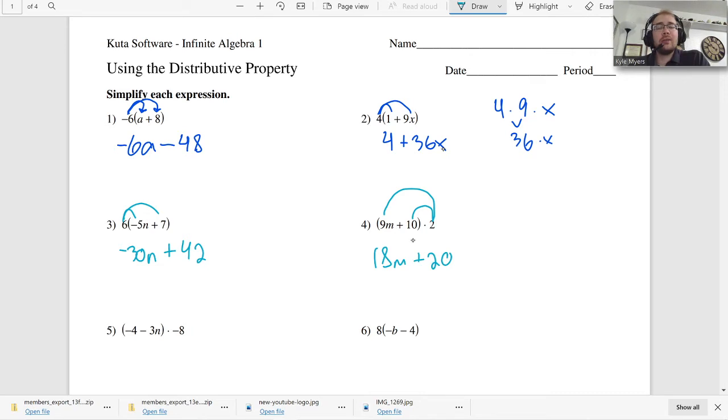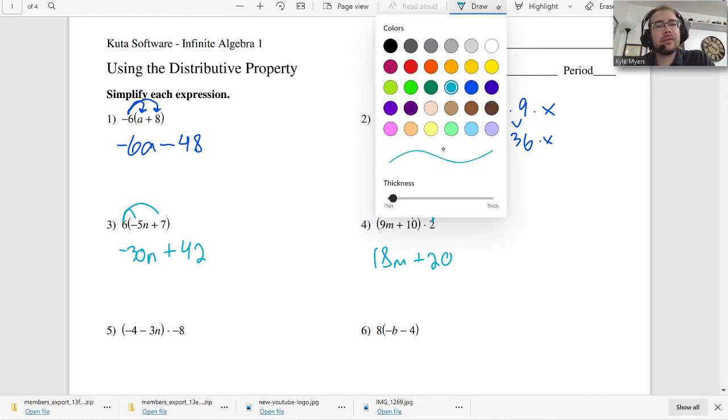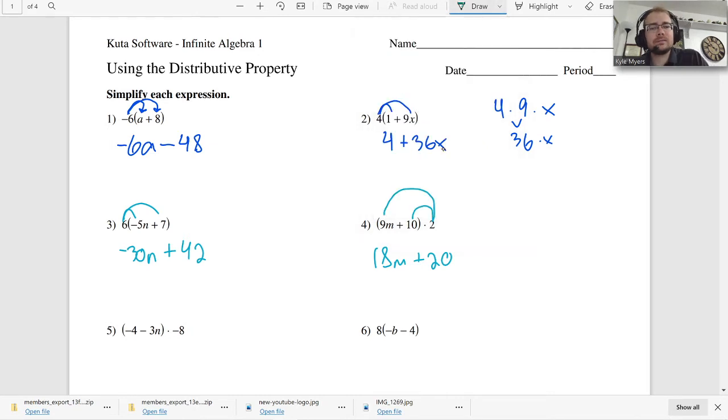Remember, if you're distributing, you're going to have two things if it looks like how it's been looking on numbers 1 through 4 so far. You have a number on the outside of the parentheses being multiplied by two things on the inside. You should have two things when you're done, meaning two things that are separated by a plus or a minus. Okay? And if you don't, then you did something wrong. On to the next one.